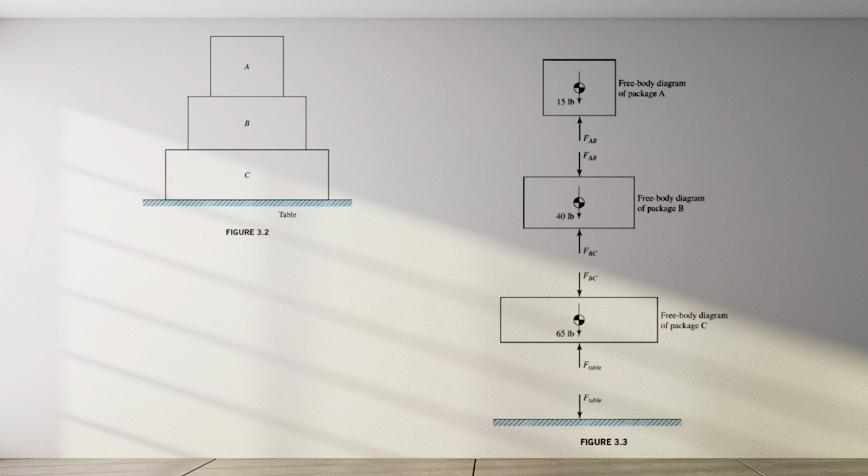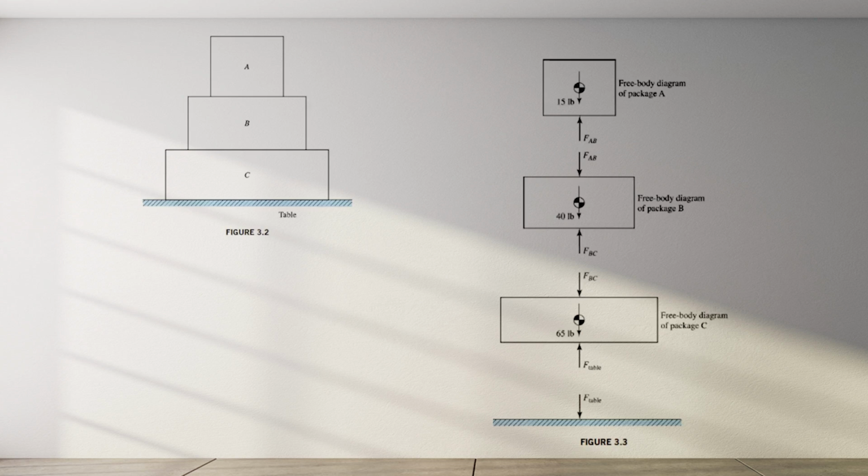The weights of A, B, and C, assumed to act downward at each package's geometric center, are also drawn on the appropriate package. In its free body diagram, then, each package is now disconnected from any other object. It is free in space, an isolated or free body, but the effect of every adjacent object is retained in the form of a contact force.